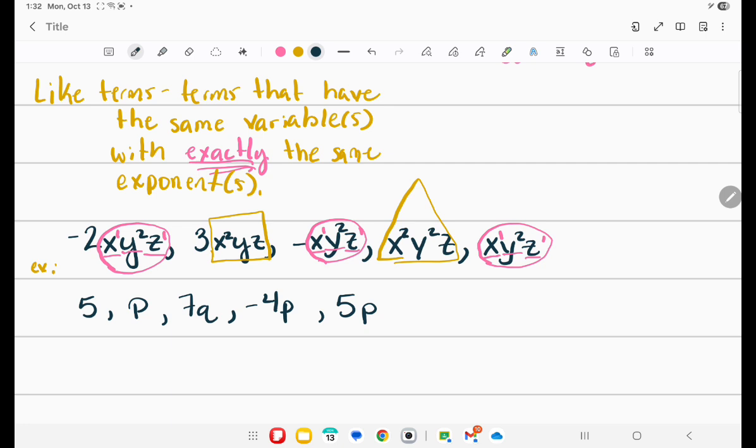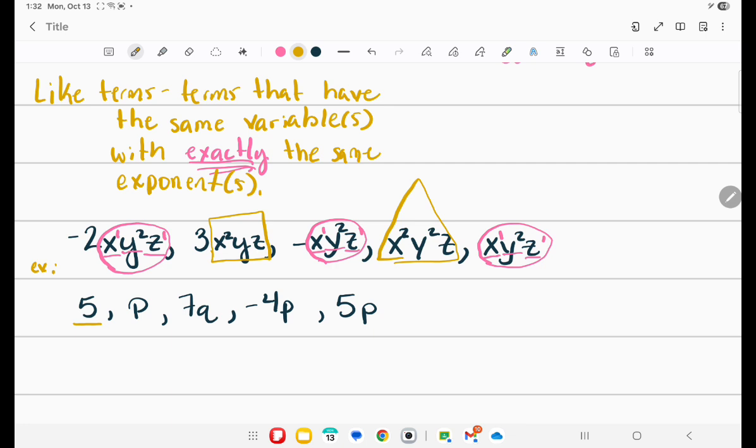Okay. We are here to identify who's like and who's not. The first thing I want you to do is go to your first term. I don't have a variable with that one, so I'm just going to underline that 5. Do I have anything that's just like that 5? No. What is that 5? What do we call it? Is that a coefficient or a constant? It's a constant. There are no more constants in this line, so no one else is like it.